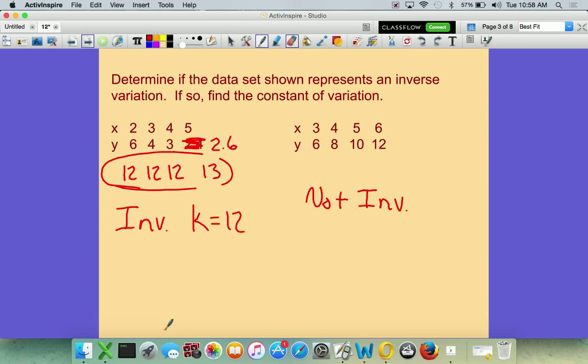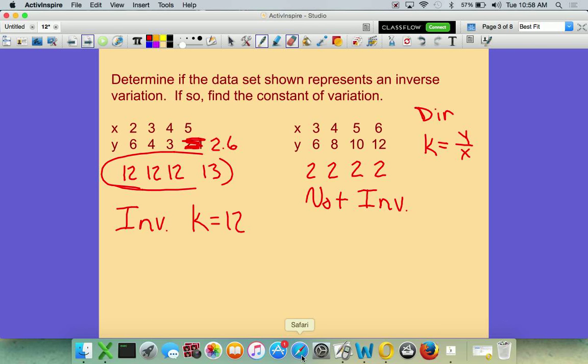All right, going back to our first slide, it said that for direct, you could find the constant by taking y divided by x. So let's take y divided by x. 6 divided by 3 is 2. 8 divided by 4 is 2. 10 divided by 5 is 2. 12 divided by 6 is 2.